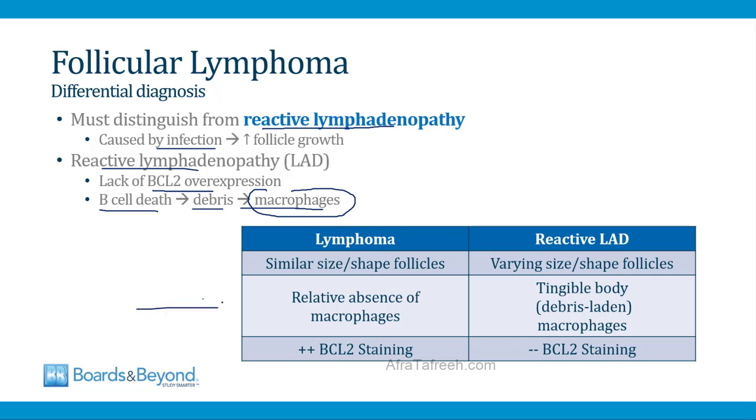So I've summarized on this table on the slide here some of the ways pathologists distinguish lymphoma from reactive lymphadenopathy. First of all, in lymphoma, the growing follicles tend to have a similar size and shape, whereas the size and shape are variable in reactive lymphadenopathy. In lymphoma, there's a relative absence of macrophages, whereas in reactive lymphadenopathy, you can see what are known as tingible body or debris-laden macrophages. And then finally, as we talked about earlier, in follicular lymphoma, there's strong staining for BCL2, whereas the staining is generally weak or negative in cases of reactive lymphadenopathy.